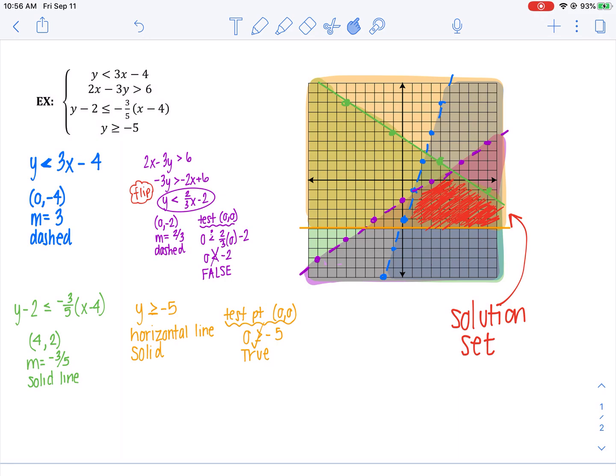Please stay organized. Find the best method that works for you. If you mess up one of the inequalities, everything falls apart. So take your time, write the little information about your point, your slope, dashed or solid, and then it'll help you check your work.